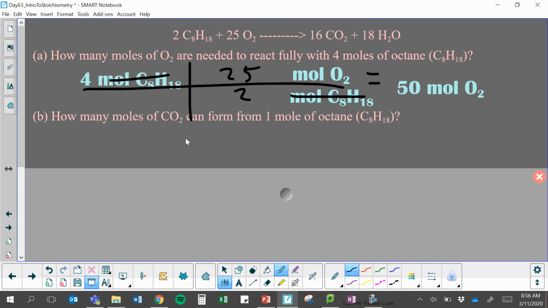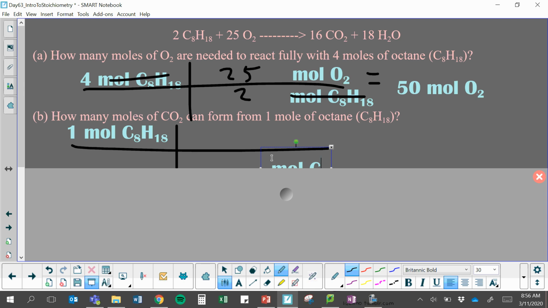Okay, so you can try this next one. Pause the video and try it on your own. In this one, we're starting with 1 mole of octane. We will draw our chart. We need to write moles of octane. Can't see what I'm doing. And this one's wanting to know how many moles of CO2. So we'll write moles of CO2.